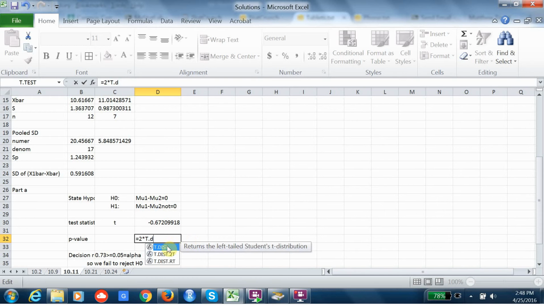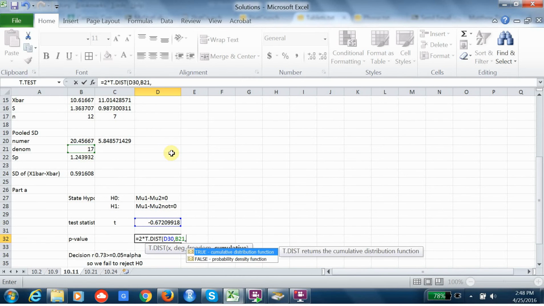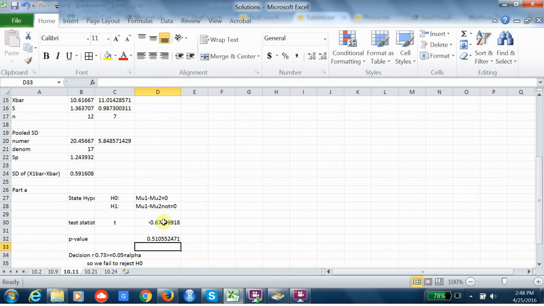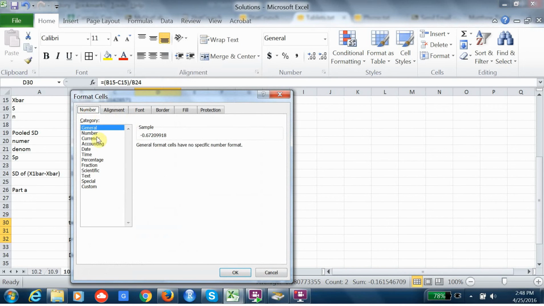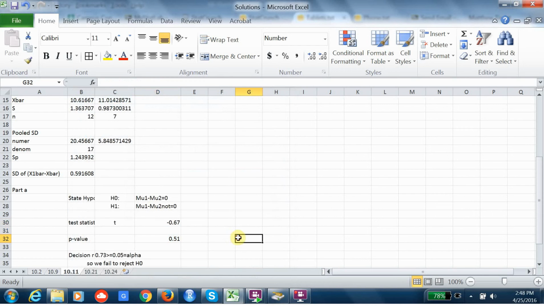T.inv is when we're doing the confidence interval, right? Okay, degrees of freedom. I have a combined 17 degrees of freedom. It is cumulative. And it's going to be quite large, actually. And it is. Okay. And let's round these numbers down because they're a little unwieldy.